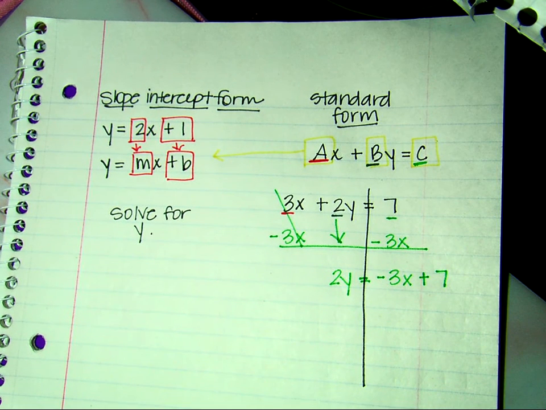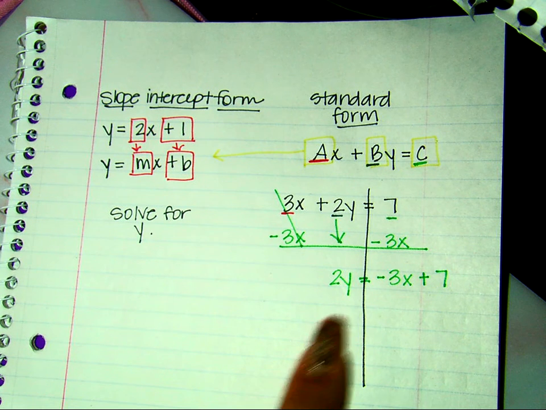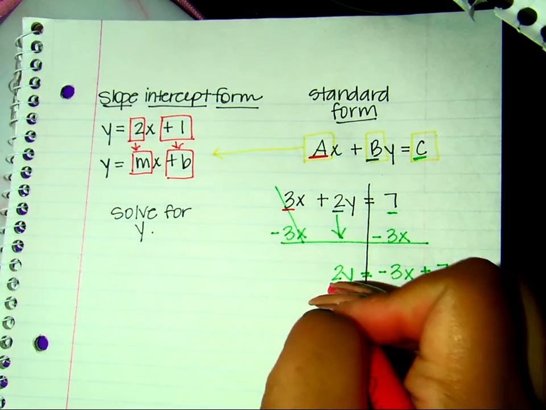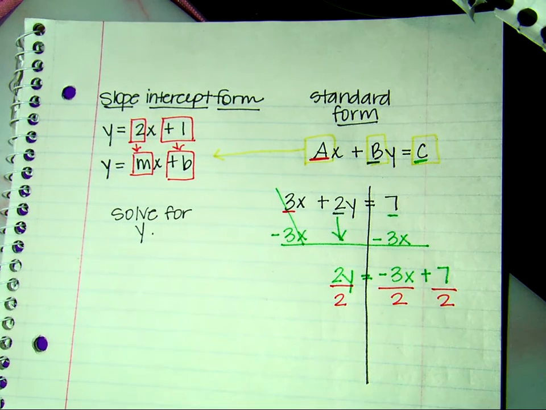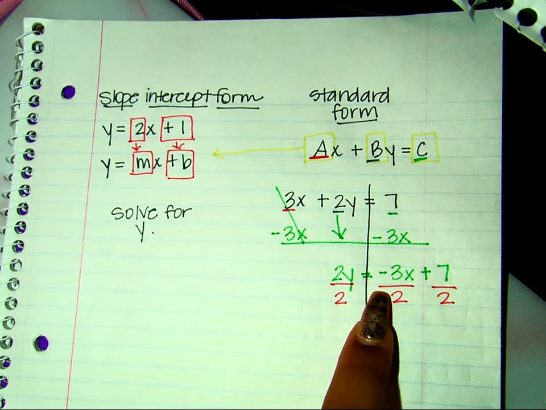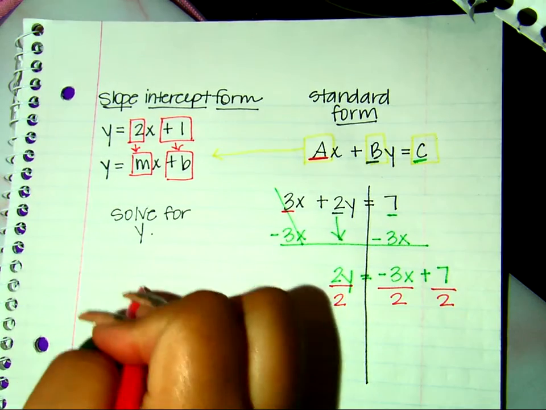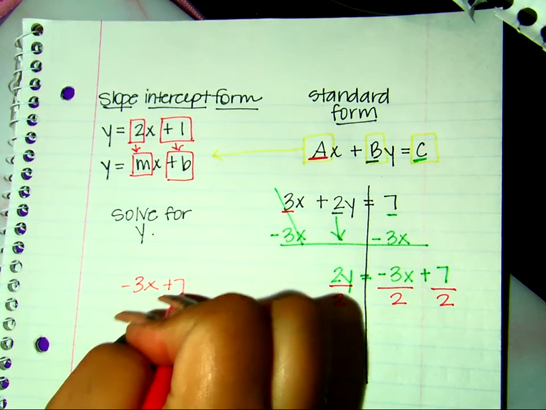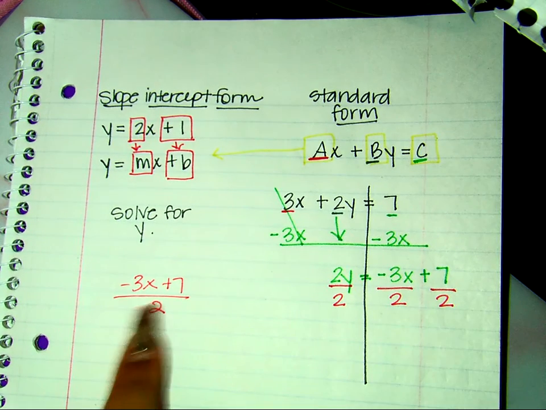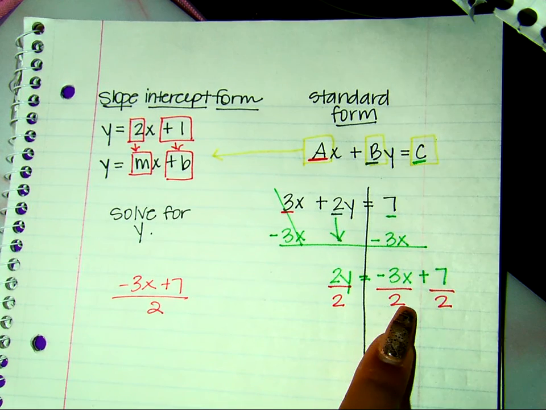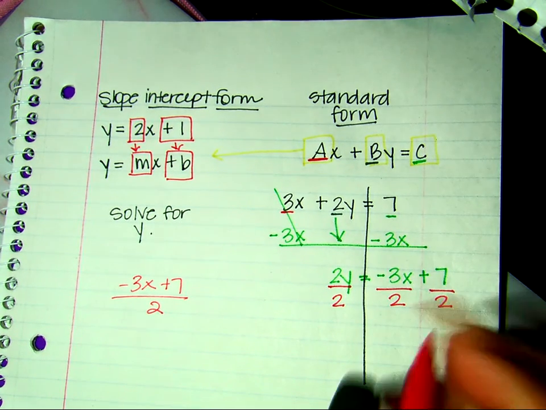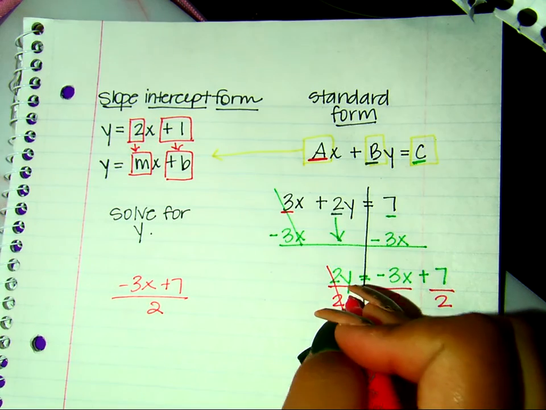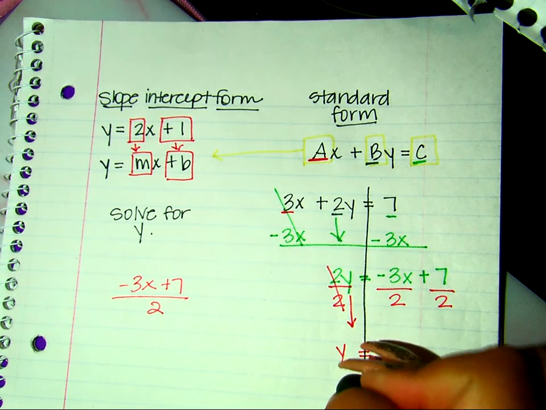Alright, so now we are still trying to get y by itself, and we have to recognize that y is being multiplied by 2, so the opposite of that is to divide. So I'm going to divide both sides by 2. I could draw one long line, or I can separate it just so you know that each term in this equation is going to be divided by 2. Okay, so I cancel that out and I drop down my y. Now y is by itself.